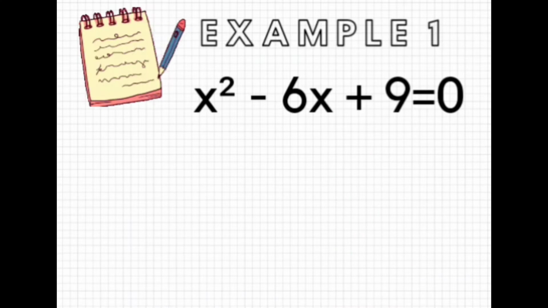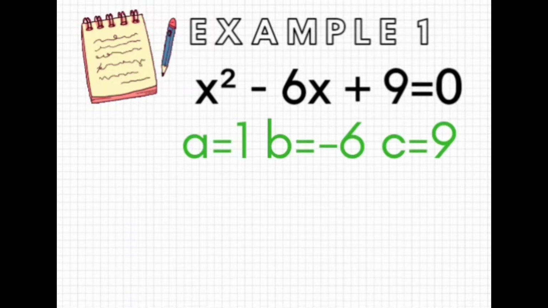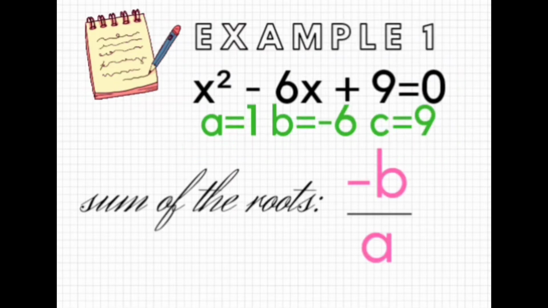For example number 1, we have x squared minus 6x plus 9 equals 0. First, we have to make sure that the quadratic equation is written in standard form. Then, identify the values of a, b, and c. For x squared minus 6x plus 9 equals 0, the value of a is equal to 1, b is equal to negative 6, and the value of c is equal to 9. To find the sum of the roots of the given quadratic equation, we will use the formula negative b over a.